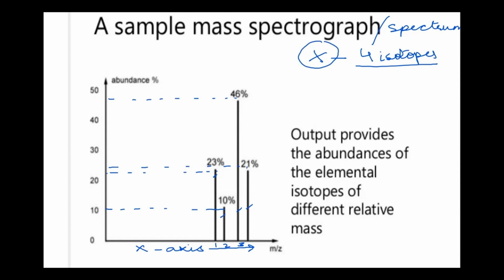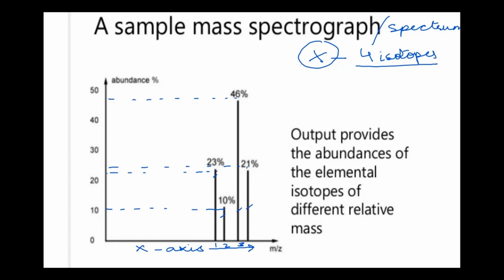Now, when we have these percentage abundances and when we have the atomic masses of the different isotopes, we can simply take out the average on the basis of the percentage abundance, and we can calculate the relative atomic mass of this element X, right?